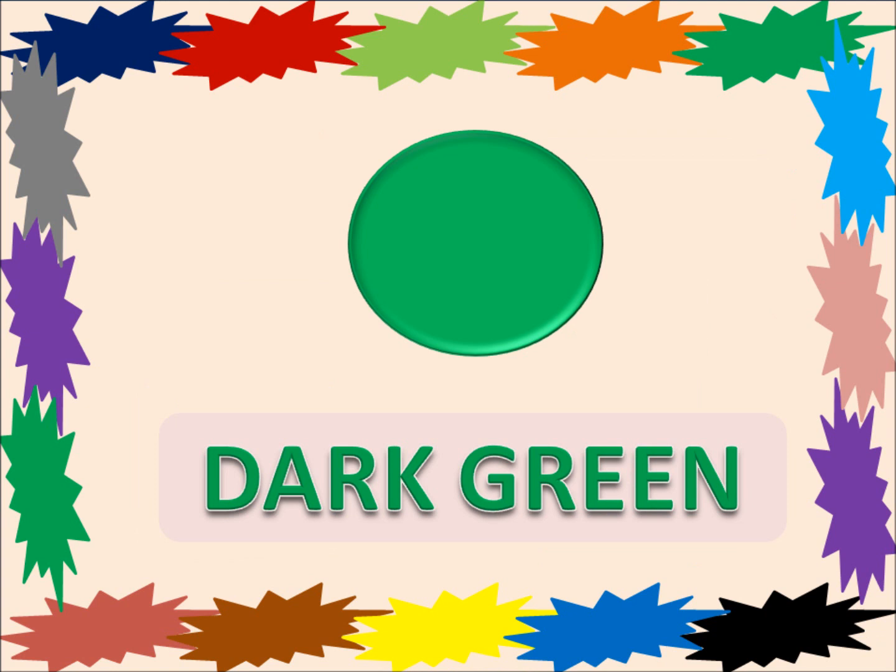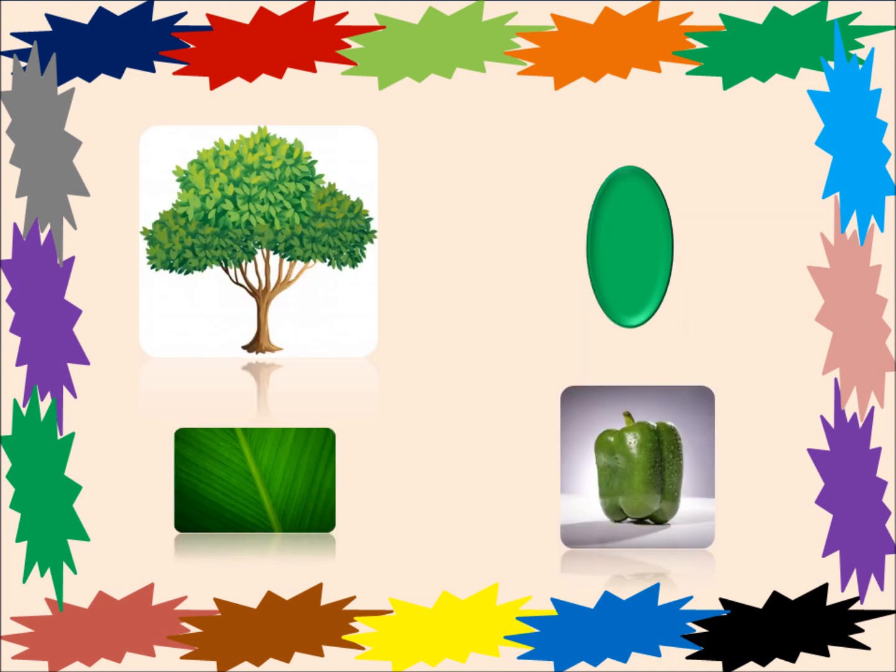Dark green. D-A-R-K, dark, G-R-E-E-N, green, dark green. Here you can see dark green objects like tree, oval, rectangle and capsicum.